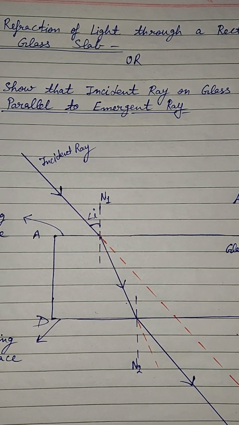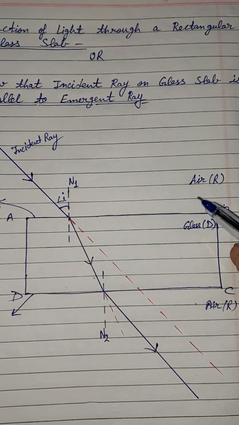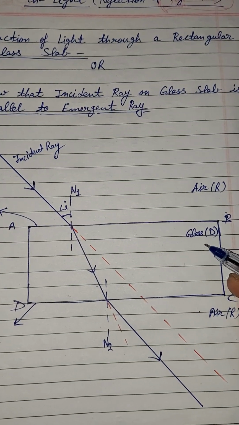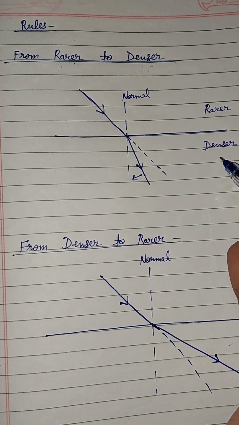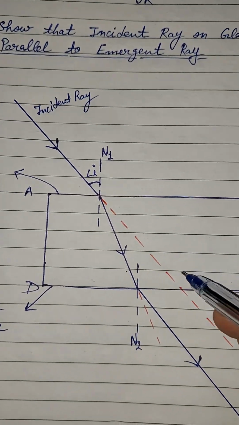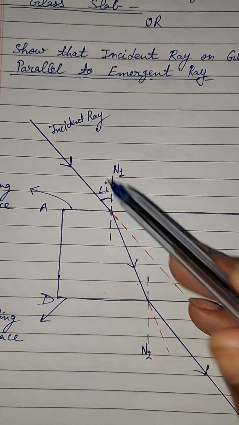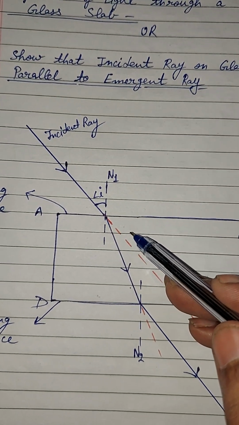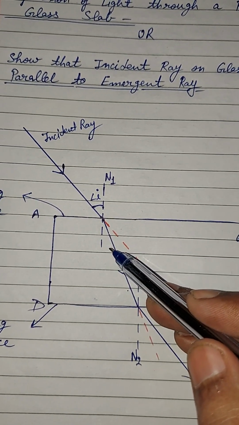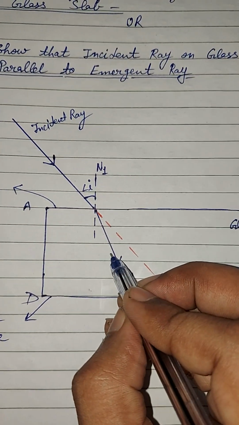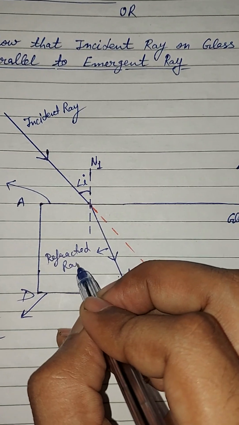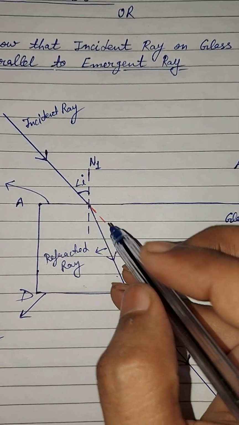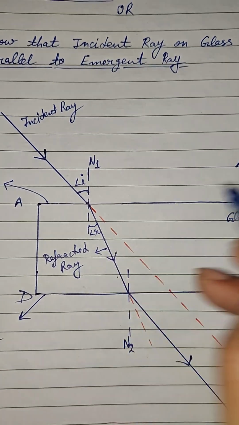Angle I. Now this ray is moving from a rarer medium to a denser medium, so we will use this rule that whenever a ray of light moves from a rarer medium to a denser medium, it will move towards the normal. You can see the red line is the original path of the incident ray, and when it moves from a rarer medium to a denser medium, it bends towards the normal. So this is the refracted ray, and the angle between the normal and the refracted ray is known as angle of refraction.